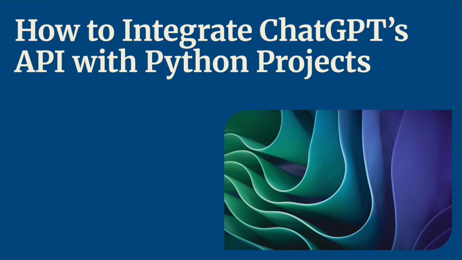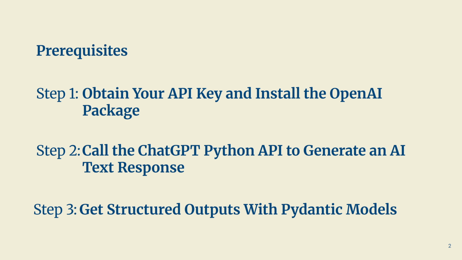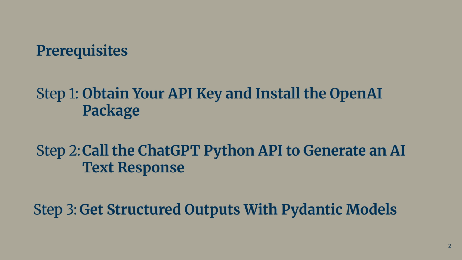So let's get started. For this tutorial, you'll need to know a few prerequisites that we'll see in a moment. Then, the key steps we will cover include obtaining your API key and installing the OpenAI package, calling the API to generate AI text responses, and getting structured outputs with Pydantic models. So let's check out the basic prerequisites you'll need in order to follow along with this tutorial.